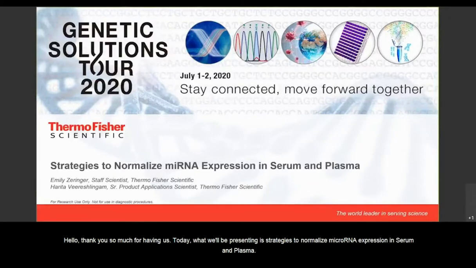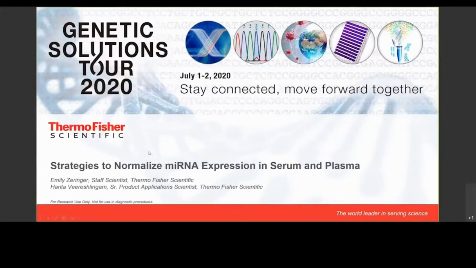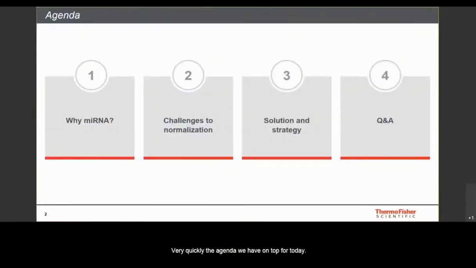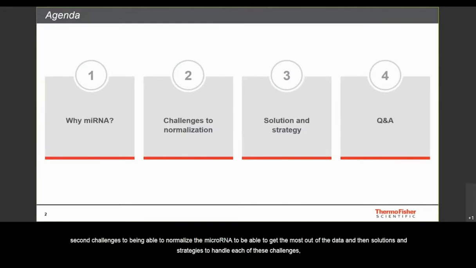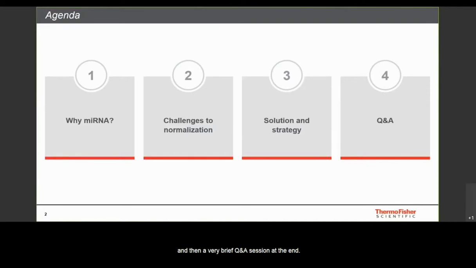Today, what we'll be presenting is strategies to normalize microRNA expression in serum and plasma. Very quickly, the agenda we have on tap for today. First is very briefly to discuss why we talk about microRNA and why we'd like to use it in different downstream applications. Second, challenges to being able to normalize microRNA to get the most out of the data. And then solutions and strategies to handle each of these challenges. And then a very brief Q&A session at the end.